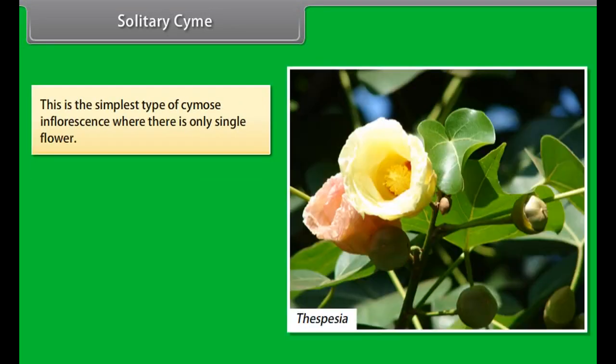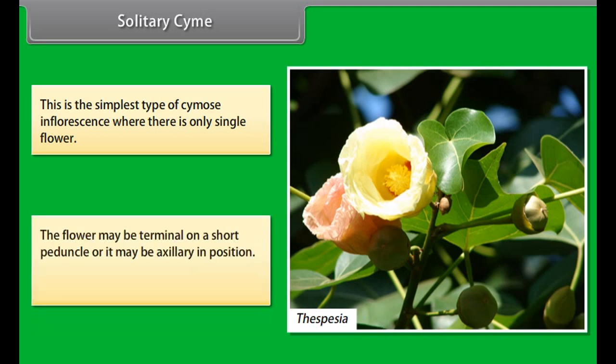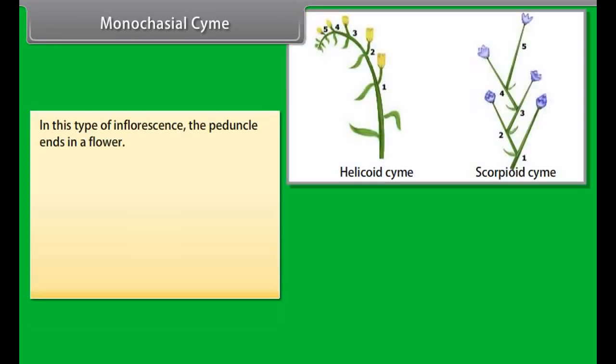Solitary cyme. This is the simplest type of cymose inflorescence where there is only a single flower. The flower may be terminal on a short peduncle or it may be axillary in position. Example, Thespesia. Monochasial cyme. In this type of inflorescence, the peduncle ends in a flower.